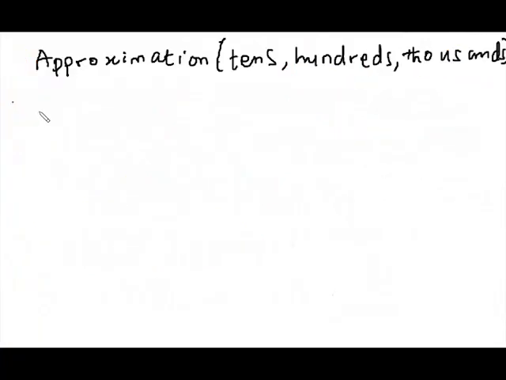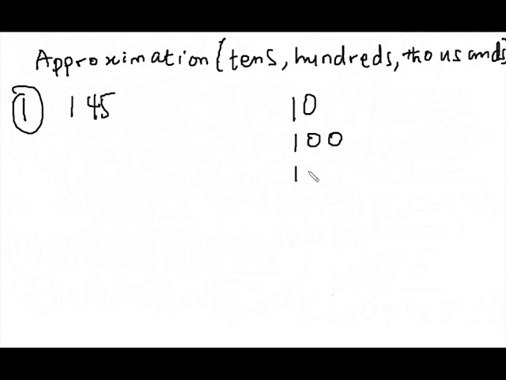Okay, so we are going to be talking about approximation in tens, hundreds, and thousands. So let's quickly jump into one example. So we have 145. Now you should note that 10 is two numbers, 100 is three numbers, thousands are four numbers, 10,000s, five numbers. So when you have a number, from the right you start counting two numbers. So for this case, the two numbers are 5 and 4.